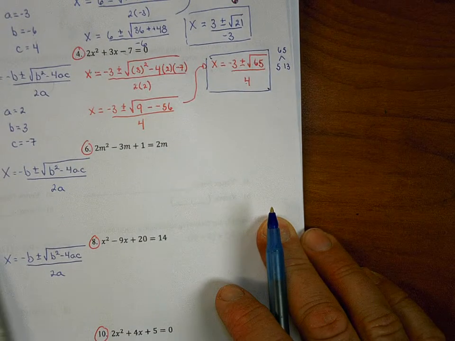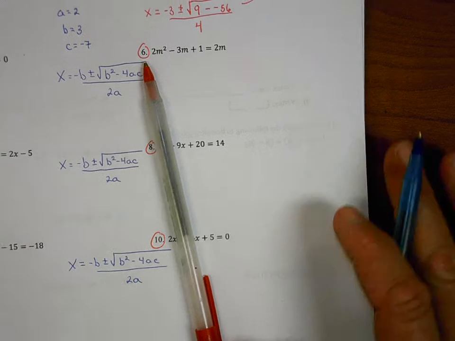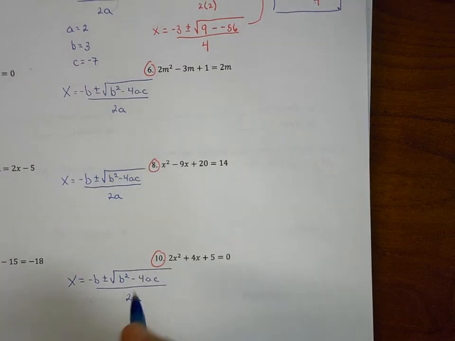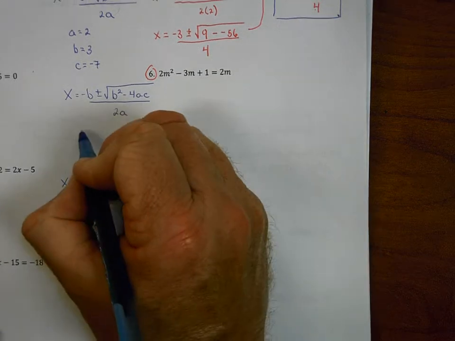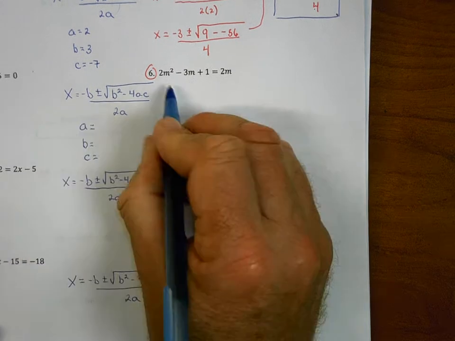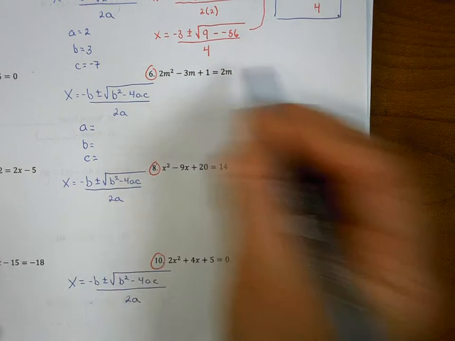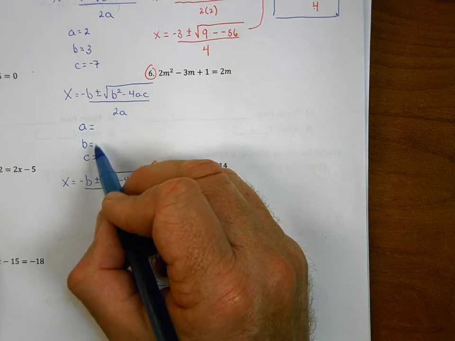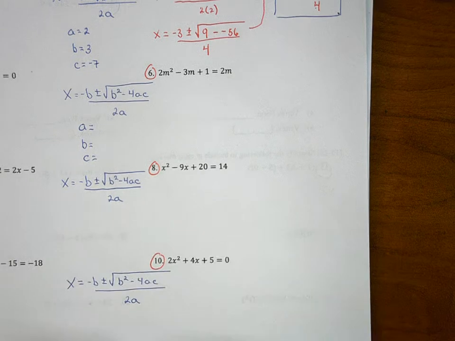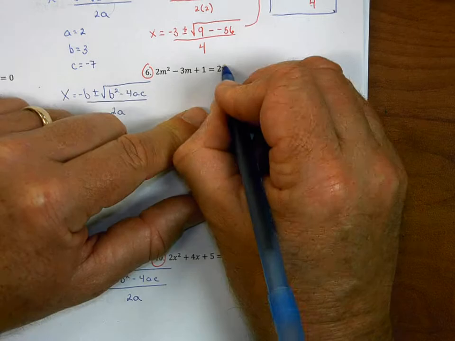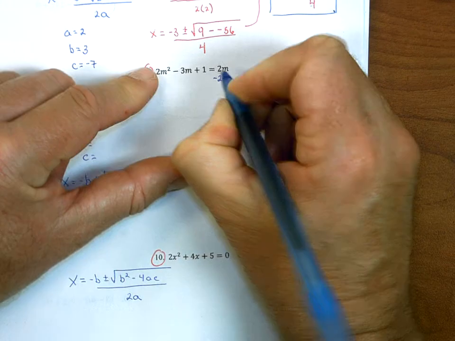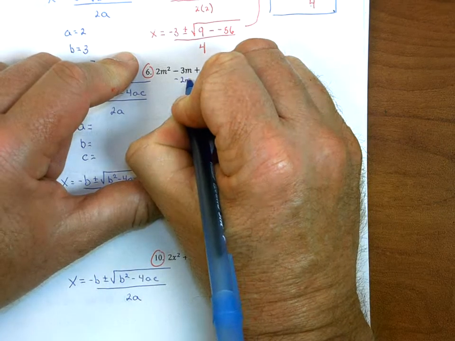Okay, number 6. Notice in number 6, I've already taken the liberty of writing down the quadratic formula. You always want to write down the quadratic formula, okay? So then the next thing that I'm going to do is identify my A value, my B value, and my C value. But if you notice, number 6 is not equal to 0. Do not identify A, B, and C for the quadratic formula until you have the problem equal to 0. So I'm going to zero out this side. So that's a positive 2m, so I'm going to subtract 2m. And I'm going to subtract 2m right there as well.